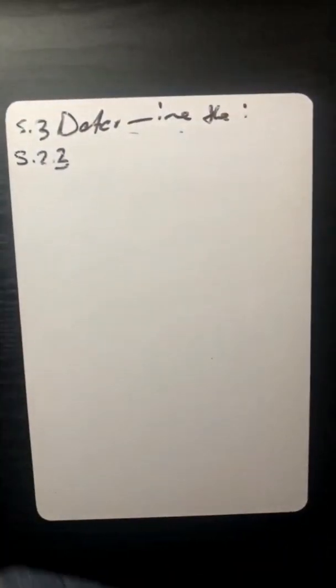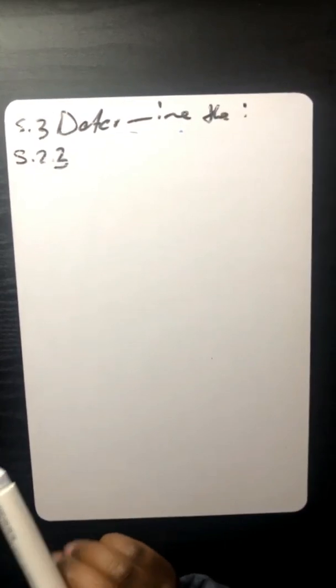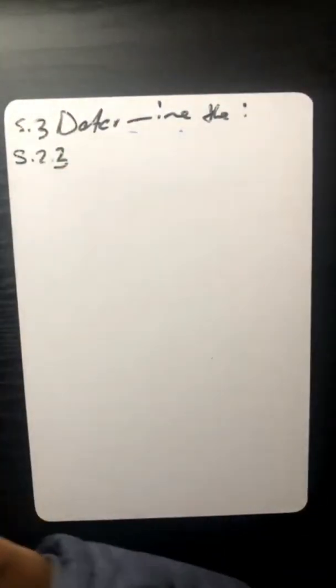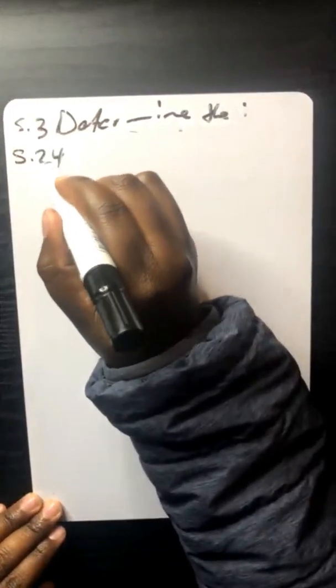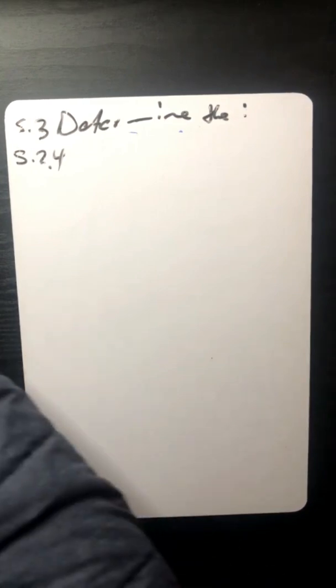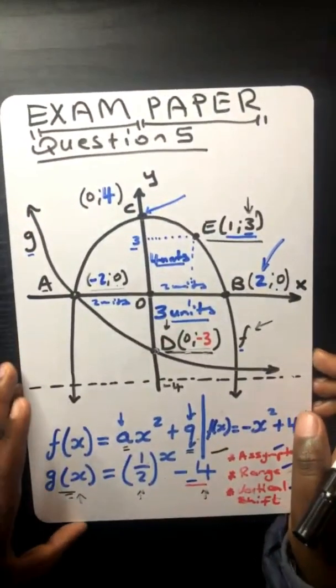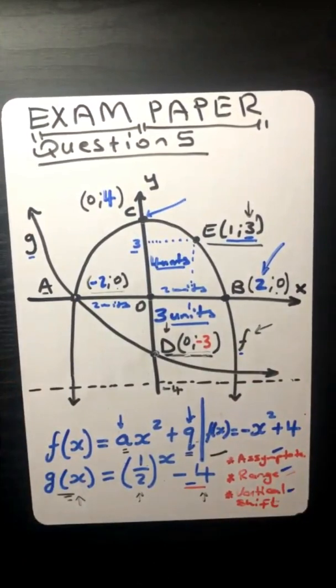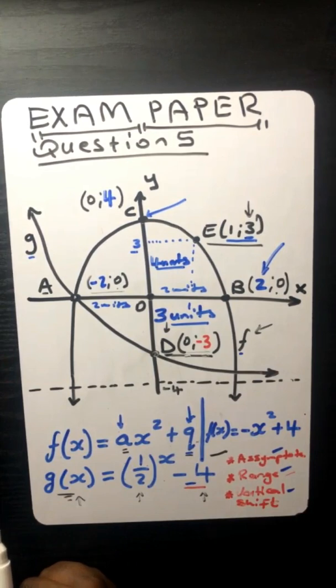So now let's have a look at the next question, which is 5.2.4. What are they saying there? They say equation of straight line through AD. Guys, every time we need to determine the equation of a particular function, just remember that we need 2 points. But do we have those 2 points? Yes, A and D. 100%, we have A and D.